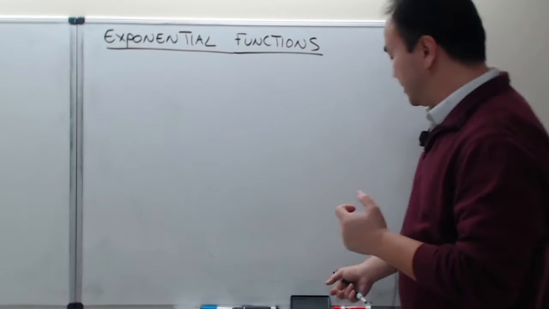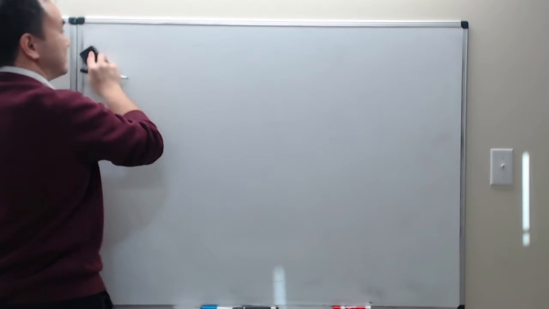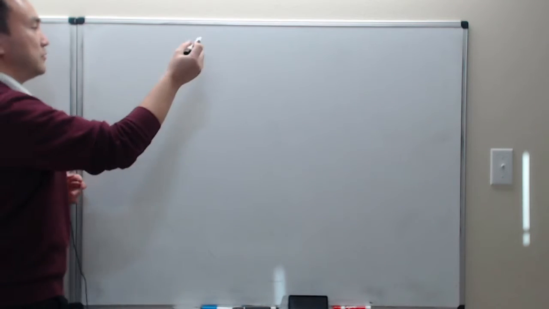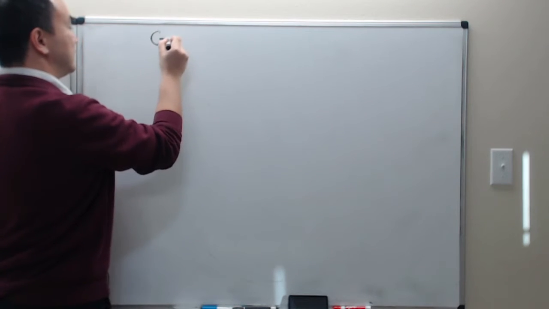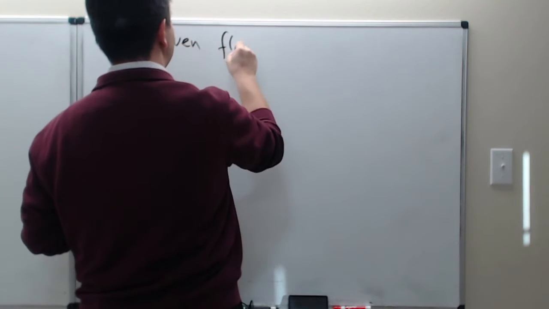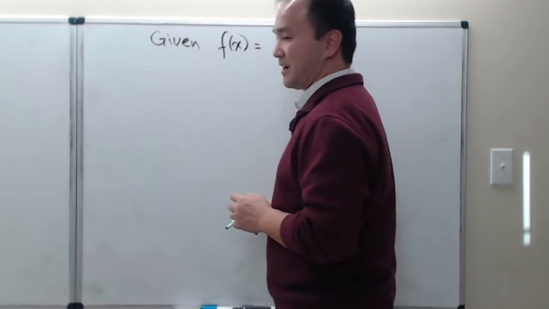Okay, and so now I am going to turn our main focus into finding the derivative of this function. And so let's start our study here with this given function, f of x equals e to the x.